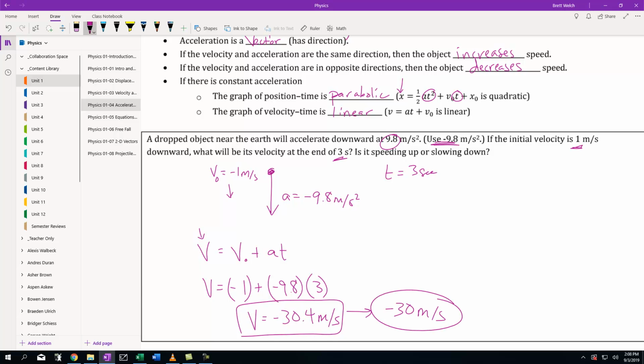Now the question is it speeding up or slowing down? Down is technically negative, but if we look at the size of the number, it has gotten bigger in terms of being negative. So this is a speeding up. That's why when things fall towards the Earth, they don't slow down. They just continue to speed up until we hit what's called terminal velocity.